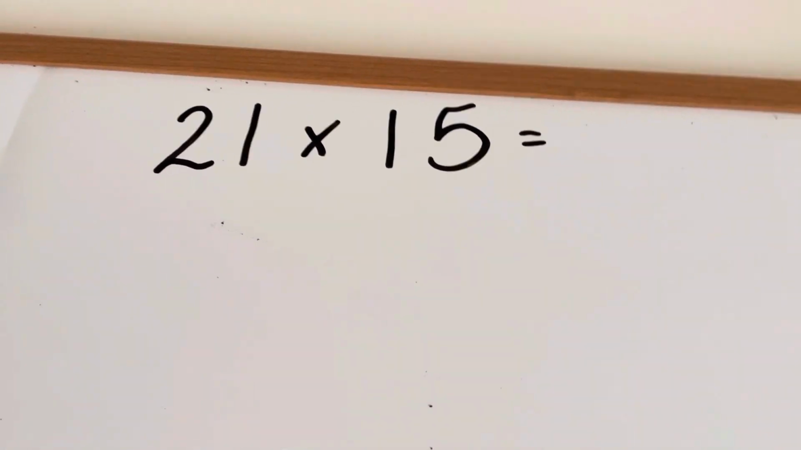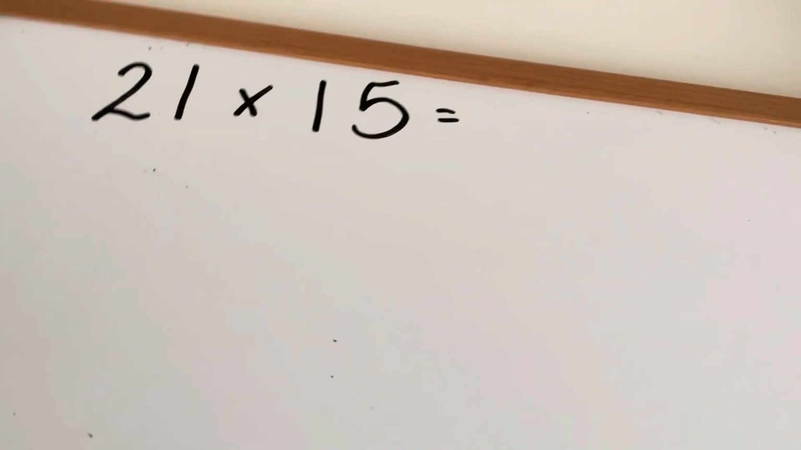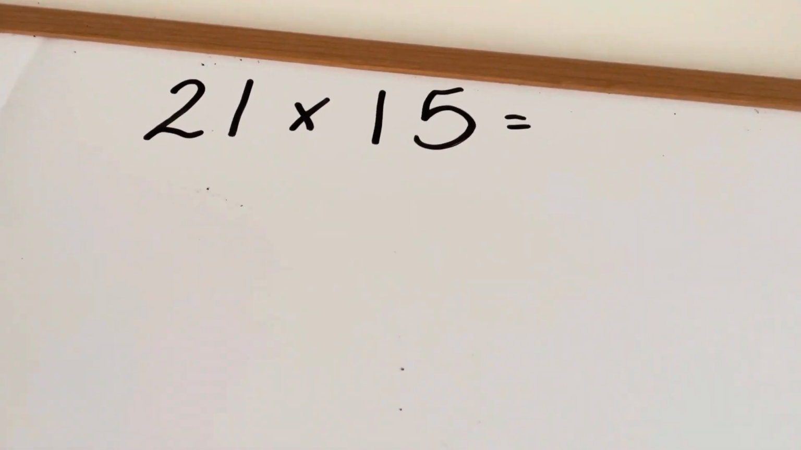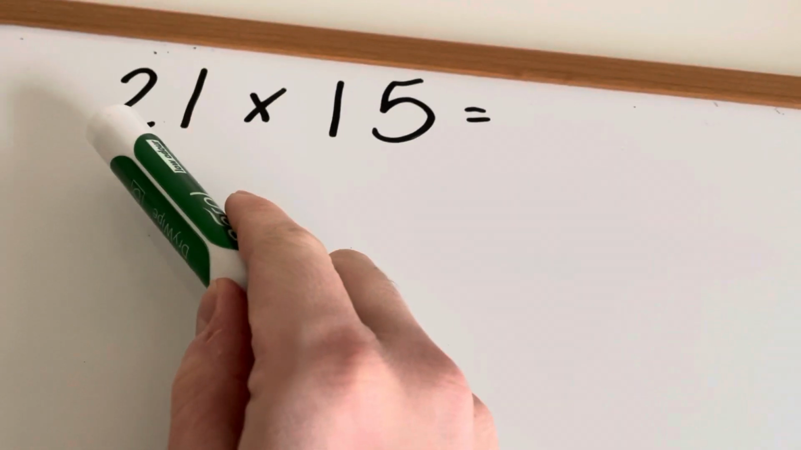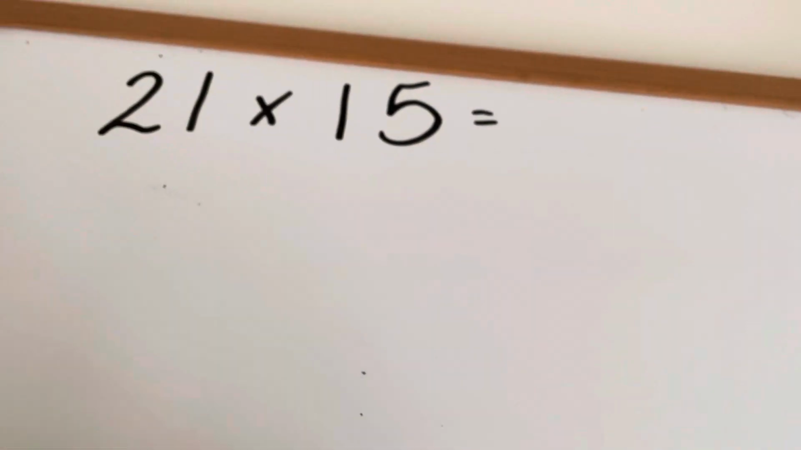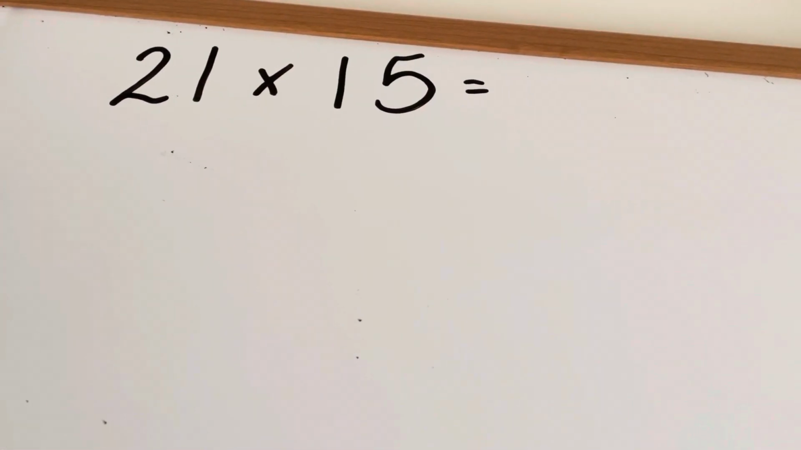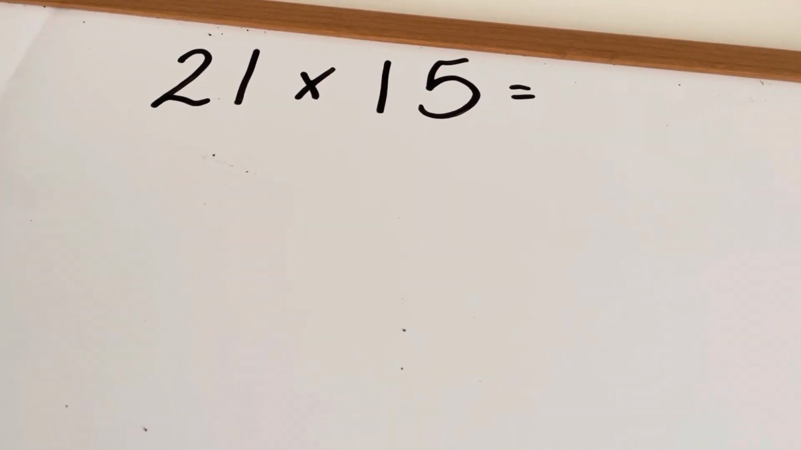Right, let's have a look at this question to start with. We've got 21 times 15. Now, if we think back to the first lesson this week, we could partition this number into 10 and 5, or we could partition this number into 10, 10 and 1. Now, that's fine, and we could do it that way. But what if I was to tell you there was a quicker way of doing it?